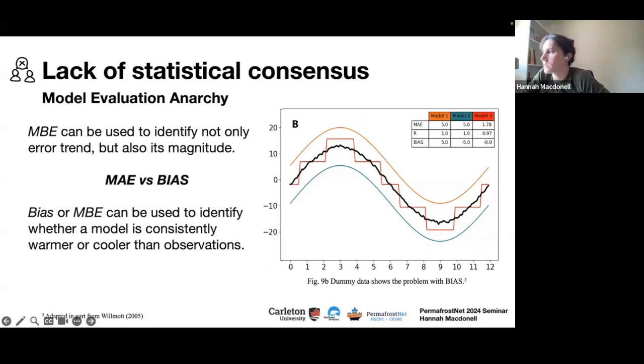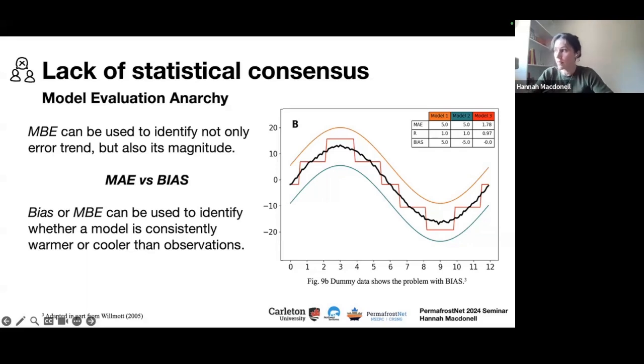So here we have an example of an orange and a blue model that seem to perform identically, right? So that orange line that's above our observed data and the blue that sits below it. And they have the same value, a mean absolute error of 5. And it's only when we examine model bias that we can tell really how vastly different they are, one being significantly warmer than our observed data and the other one much cooler.